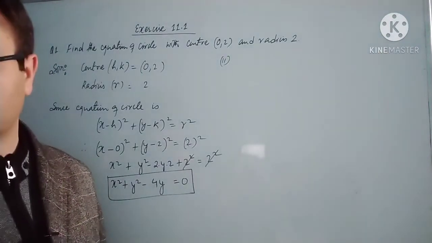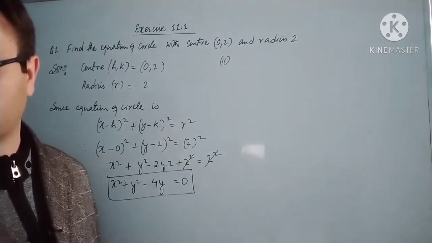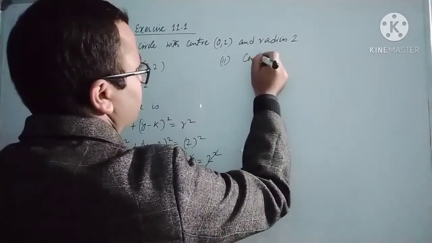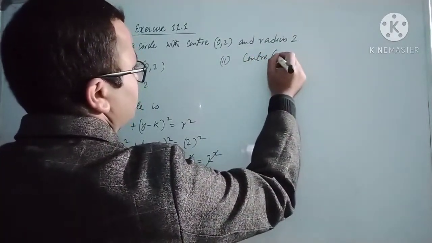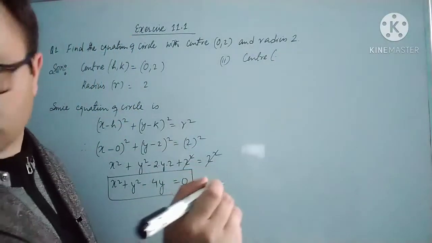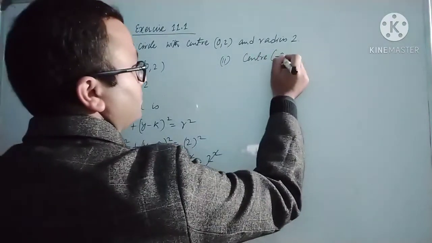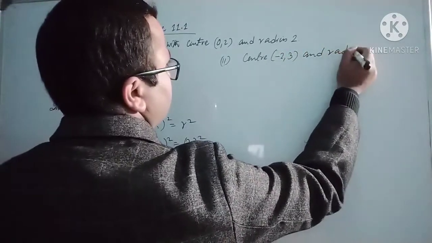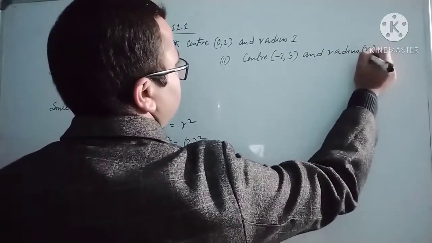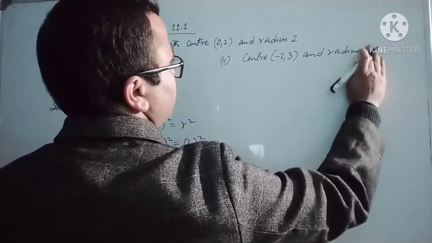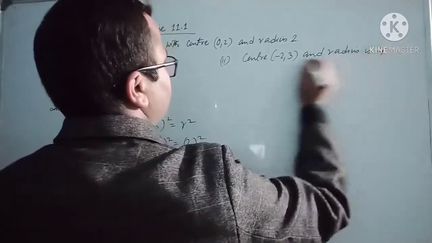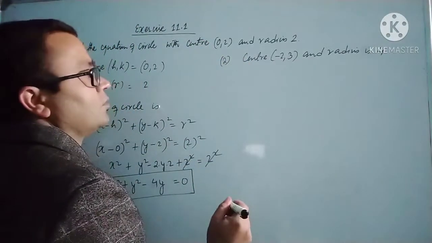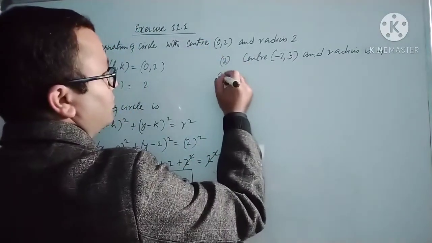Center is (-2, 3) and radius is 4. This is question number 2 of exercise 11.1. Now the solution.